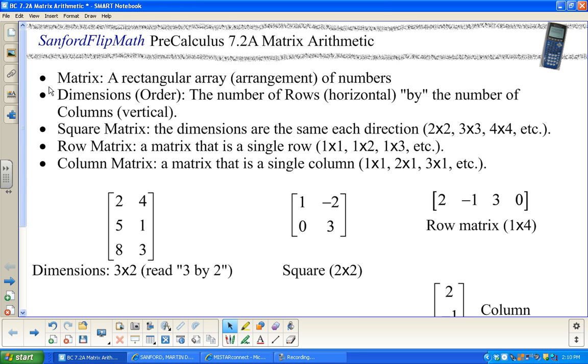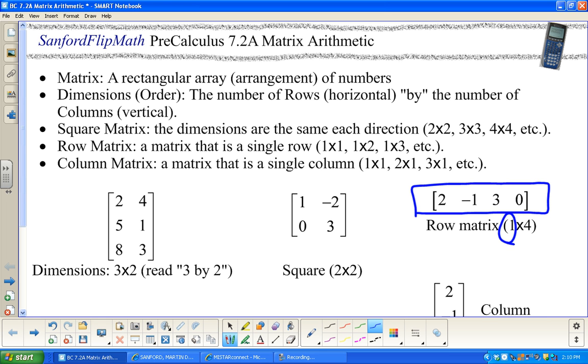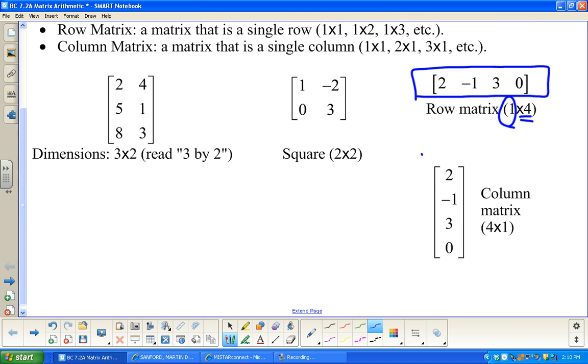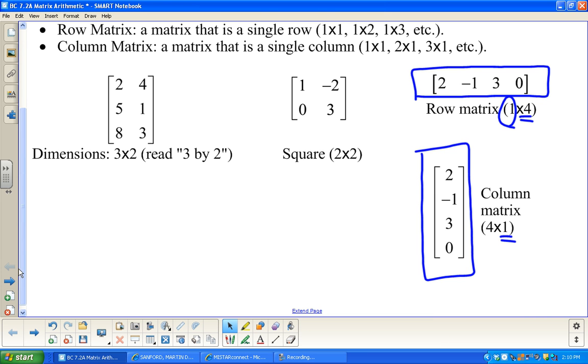There is something called a row matrix, and it's just a matrix that's a single row. So any row matrix will be 1 by something. In the same way, a column matrix would be a matrix that's a single column, so it's got to be something by 1. So just some basic terminology there, no big deal.